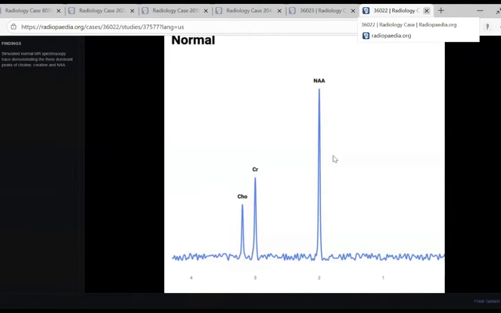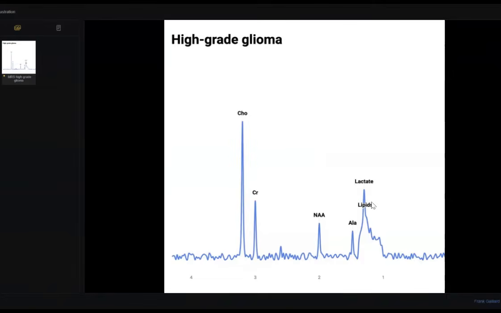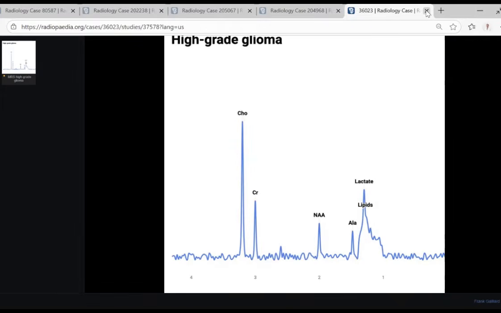This is the normal MRS. This is the abnormal MRS. What happened? Choline is high and the normal is low. What is this? Lipid and lactate is high in case of necrosis or in case of abscess. Okay, my colleagues. Next candidate.